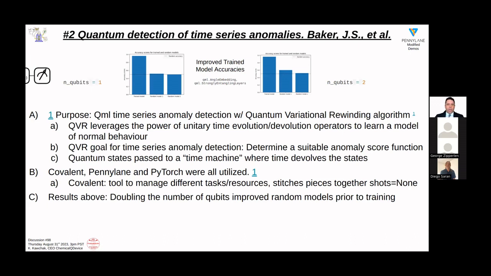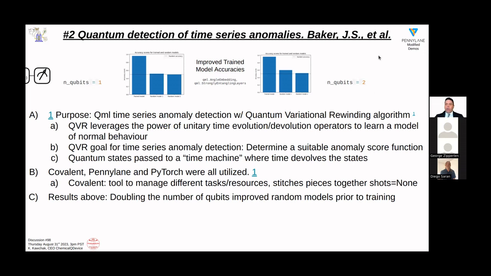Now the second one is about improving trained model accuracies. This uses angle embedding, which is an embedding layer, and strongly entangling layers, which is a variational layer. I'm actually increasing the accuracy without even having to train the model. The quantum circuit function on its own is doing better because of the changes being made, in this case just changing from n equals 1 qubit to n equals 2.